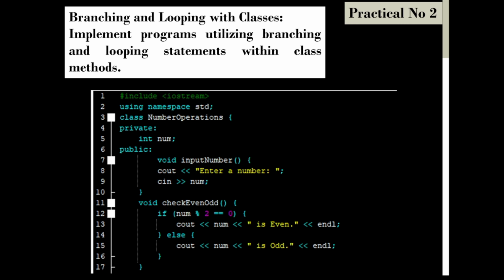The very first one is we accept a number from the user. Second, we check whether the number is even or odd using branching. Third, we print the numbers from 1 up to the given number using a loop.